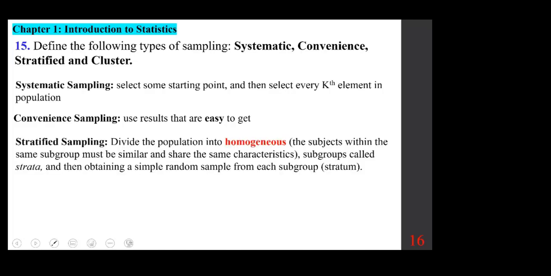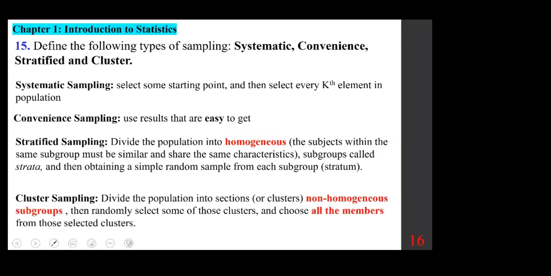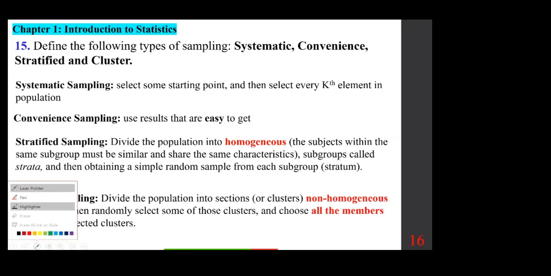Stratified sampling: you divide the population into homogeneous subgroups called strata, and then obtain a simple random sample from each group. Whereas in the case of a cluster, the groups are non-homogeneous, they are similar to each other. And then when we select a cluster, we select all of it. This is sometimes a little bit confusing. Here's the idea behind this.